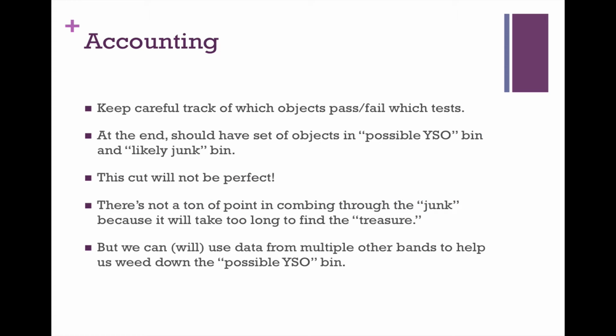So you have to keep careful track of which objects pass or fail each test. And you should have 2 bins of objects in the end, possible young stars and likely junk. This cut isn't going to be perfect. There's going to be good YSOs in the junk and junk in the good YSOs. But statistically, you should be okay.